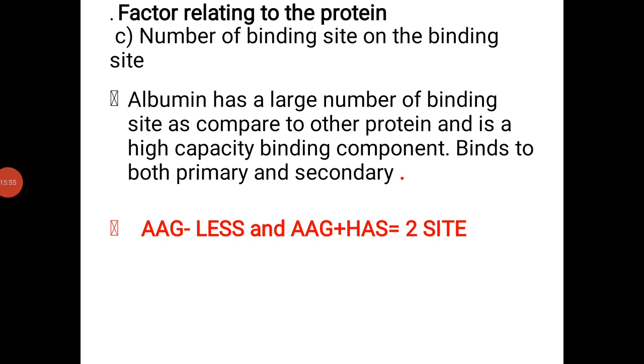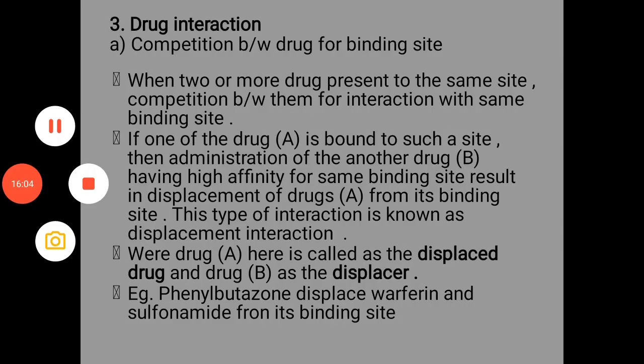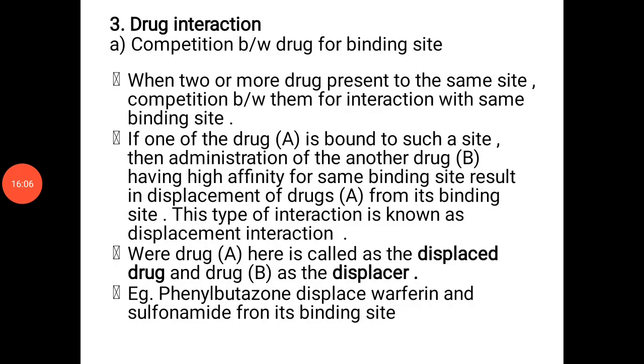distribution. Okay, the third one is drug interaction. Now please listen before going to read the slide. Let me tell you what drug interaction is, then we'll go back to the slides. You might have studied drug interaction in previous years, that is, interaction of a drug with other drugs, right? Now what is interaction here? Now we are learning about binding of drugs with the proteins. Binding of the drug with the protein is based upon the affinity of the drug.